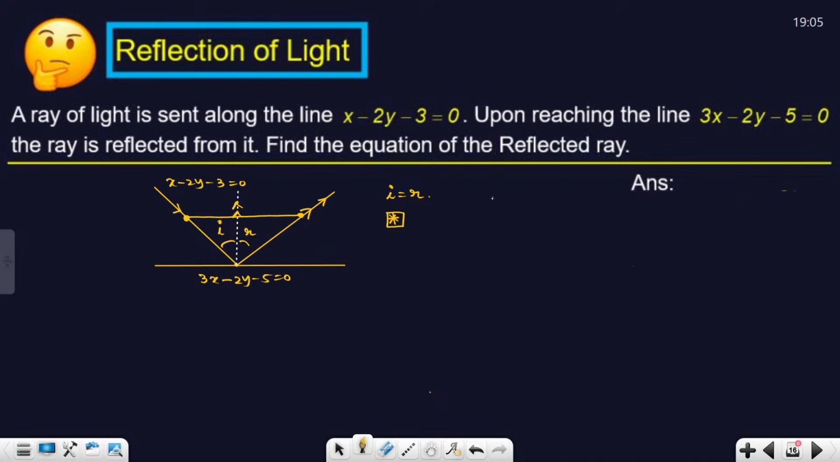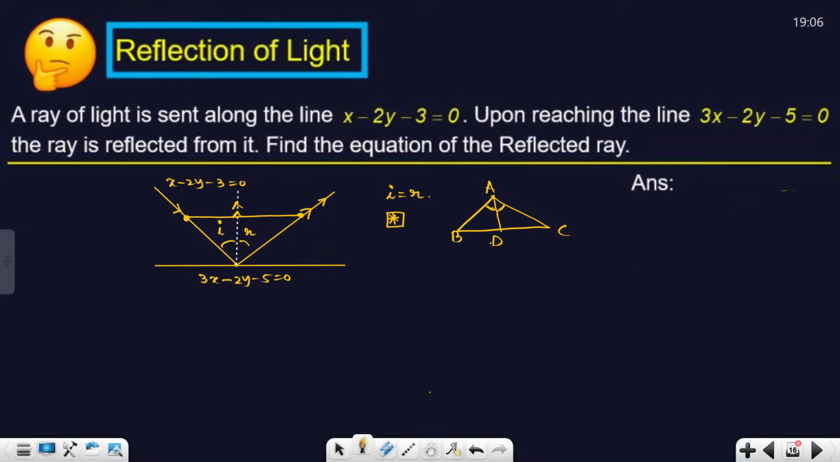Suppose I have a triangle. Please try to remember this concept because this will be needed in problem solving. Suppose we have a triangle, let us say ABC is the triangle and AD is the angle bisector of angle BAC. Angle bisector, that is, this angle equals this angle.